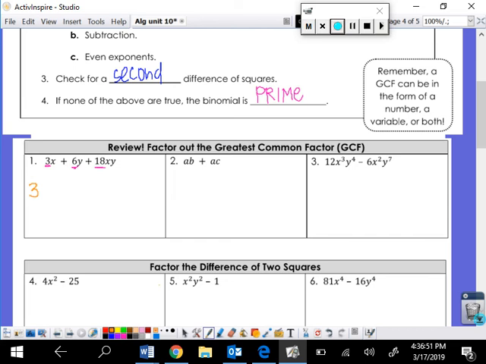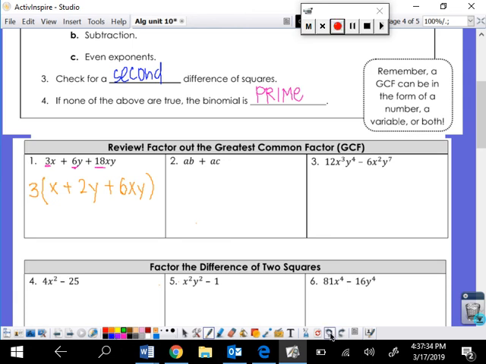Now look for variables. So what are these variables? We've got an x, a y, and an xy. So obviously we don't have an x in the middle term, and there's no y in the first term, so we can't take out any of those variables. Those will stay. So now we go through and divide each term by 3. 3 divided by 3 is 1, keep the x, plus 6 divided by 3 is 2, keep the y, and 18 divided by 3 is 6, keep the xy. Okay, so that is factored. If you want to go back and check, remember, just distribute the 3 back into all of these terms. I'm not going to do that now, but you can always check your work.